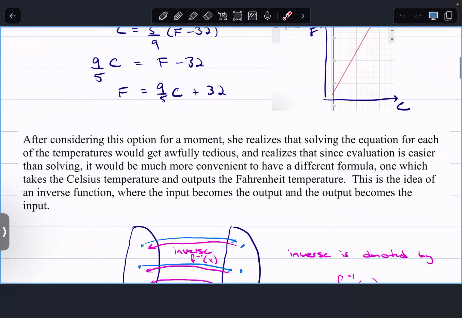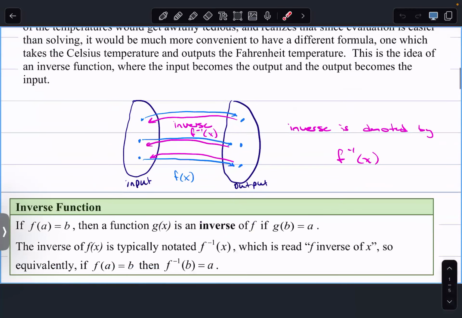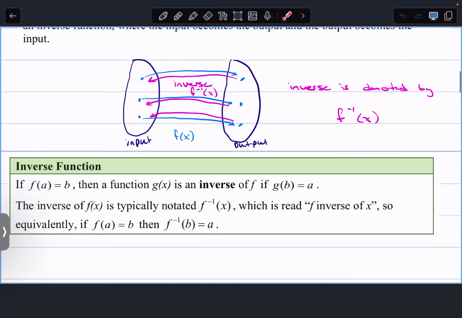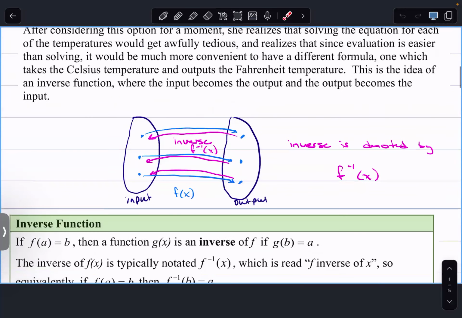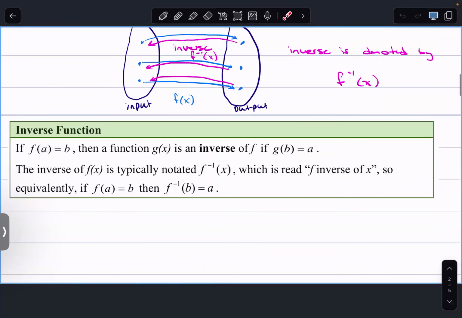So here we go. What we said was, one of the rules for having an inverse: only some functions have an inverse. In order to have an inverse, they have to be one-to-one. And I think that's on the next page, maybe.